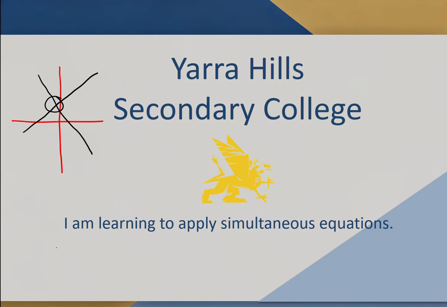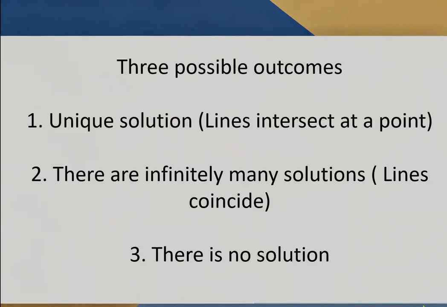When we go on to other graphs and quadratics with linear, there could be more than one point of intersect. So be mindful of that. So there are three possible outcomes when we're talking about linear. There is unique solutions, where lines intersect at a point. There is infinitely many solutions.